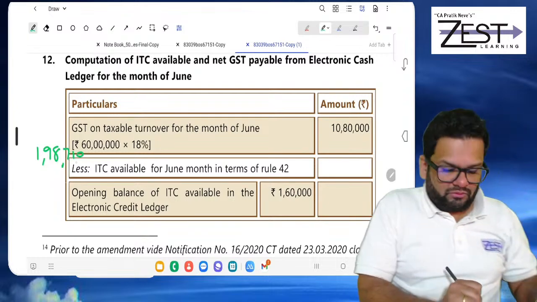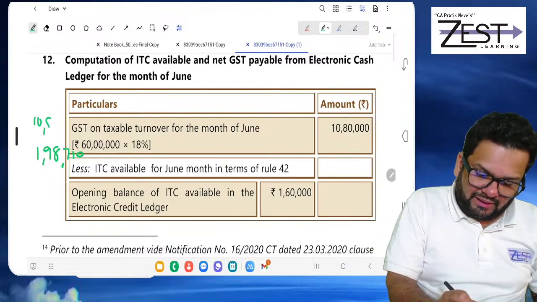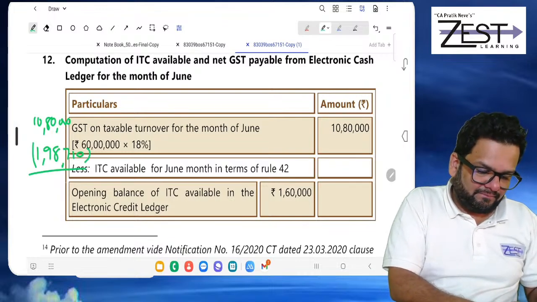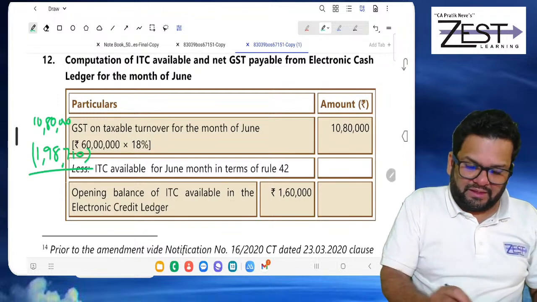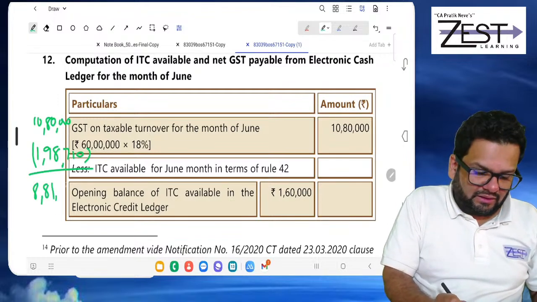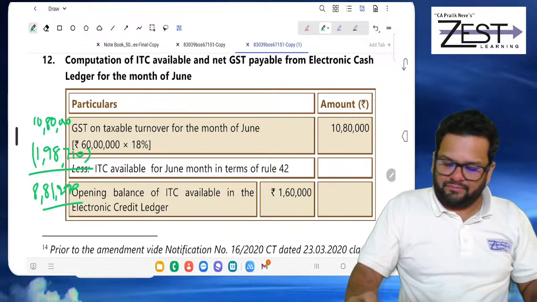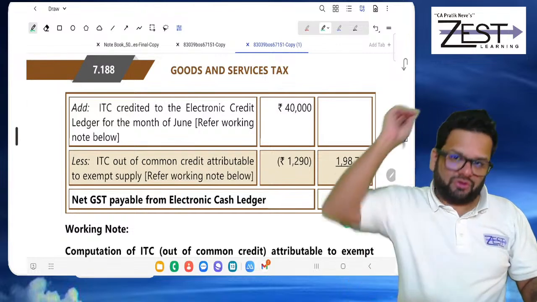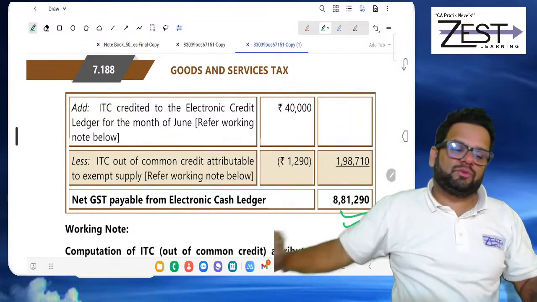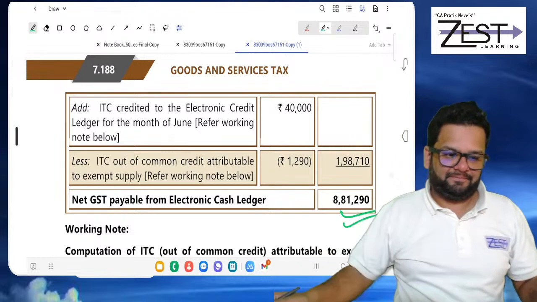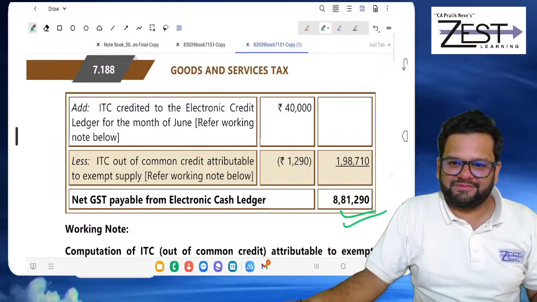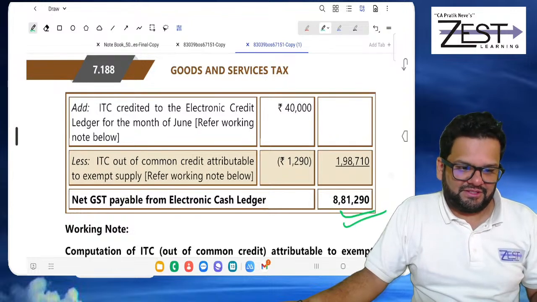What you can do? 10,80,000 minus 1,98,710. You will get the same answer. 8 lakh 81,290. Did you understand? Do it like this or like this. It is one and the same. Are you understanding it 100%? Shall we go ahead?